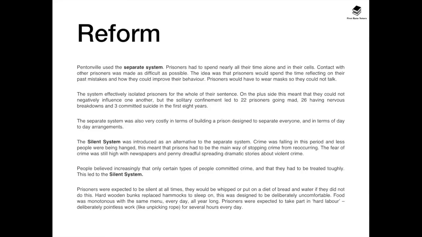Prisoners were expected to be silent at all times. They would be whipped or put on a diet of bread and water if they did not do this. Hard wooden bunks replaced hammocks to sleep on. This was designed to be deliberately uncomfortable. Food was monotonous, with the same menu every day, all year long. Prisoners were expected to take part in hard labor, deliberately pointless work like unpicking rope for several hours every day.